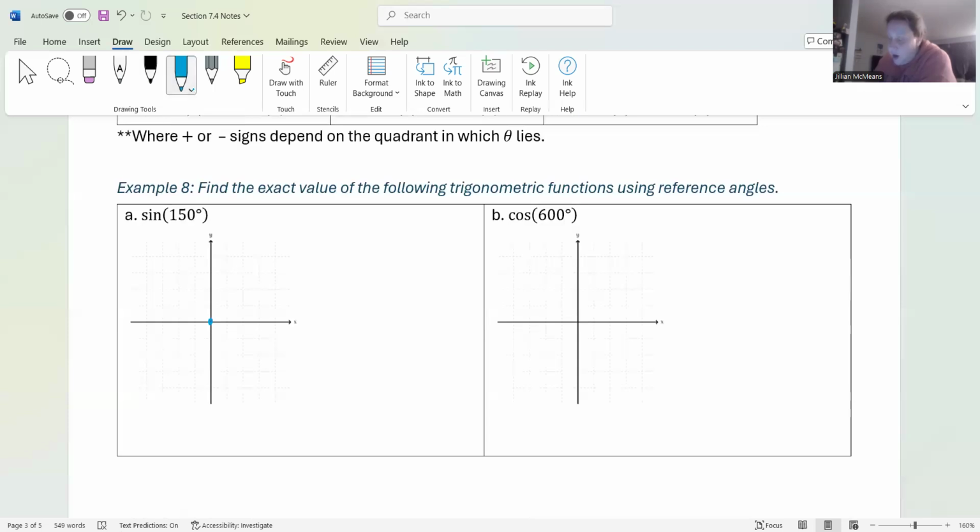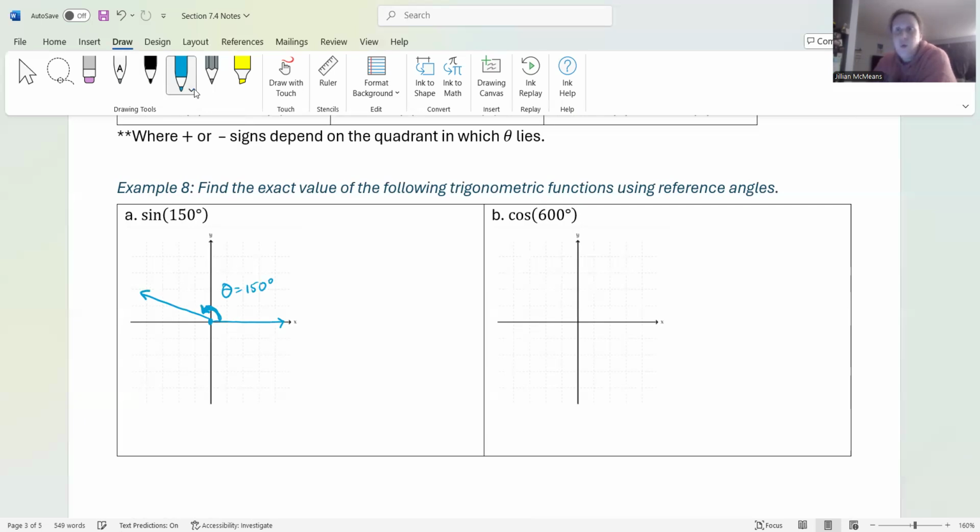So we have our vertex at the origin. We have our initial side as the positive x-axis. We know that we need to be 60 degrees more than 90 because 90 plus 60 is 150. So that's going to put us about here, okay? So this right here is theta, which is 150.